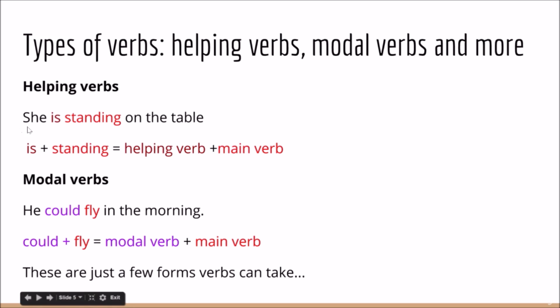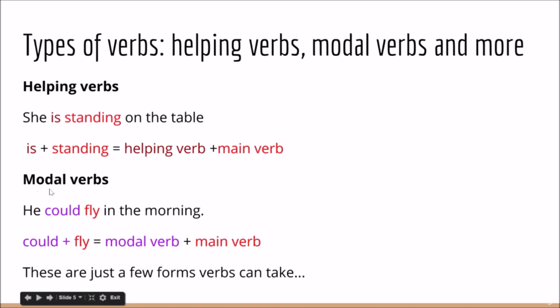So if you look here, she is standing on the table. There's actually two verbs in this sentence, is and standing. Standing is the main verb, okay? It's the main action. It's what the subject is doing. But is a helping verb, okay? It helps us know a little bit more about the main verb, okay? So is standing, okay, is the verb phrase. It's the helping verb is plus the main verb standing.